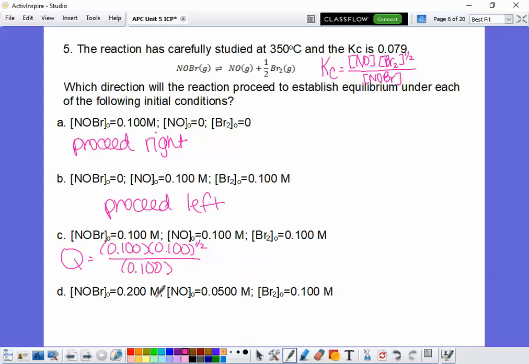Okay. Let's go ahead and solve what that Q is. I can't hear you. 0.0316? Is that right, ladies and gentlemen? I mean, I totally believe you. It's just 0.316? Gosh. You're lying to me. All right, so 0.316. All right.